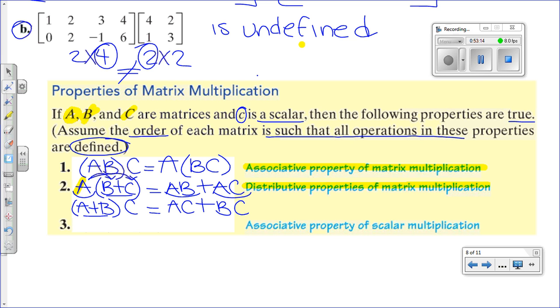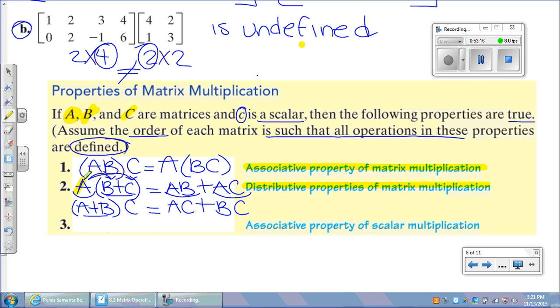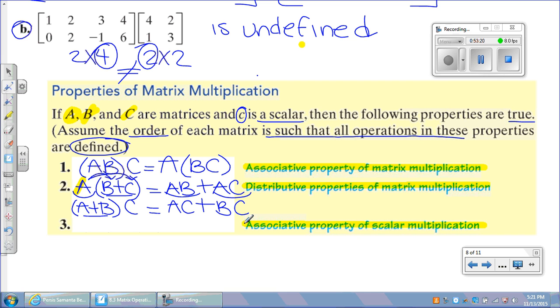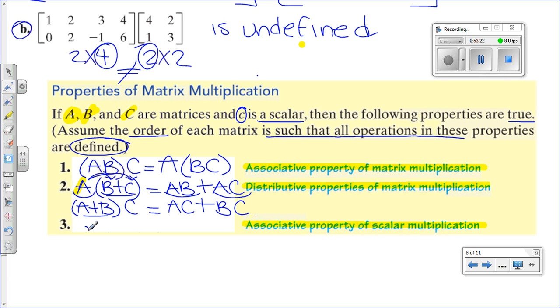The third property is the associative property of scalar multiplication. And that one states that if you have a scalar multiplying 2 matrices, you could multiply the 2 matrices first and then times the scalar. Or you can multiply the scalar times 1 matrix and then multiply that product times the second matrix.